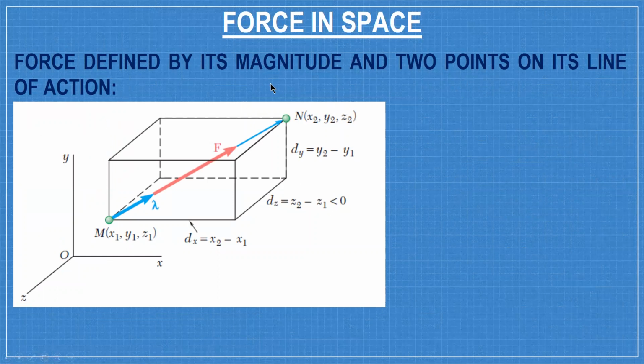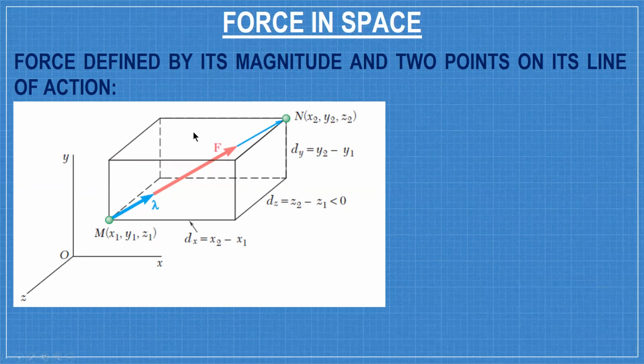Okay. Force defined by its magnitude and 2 points on its line of action. Now, in some problems, the direction of the force is not defined by its angle with respect to the x and y axis. But the given are 2 points on its line of action. So how do we get components if the angle is not given? Instead, the coordinates of the points are given.